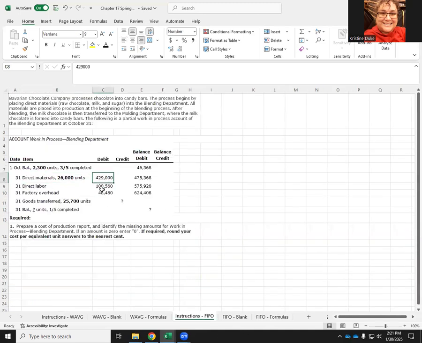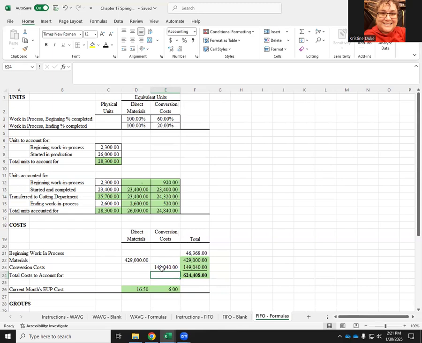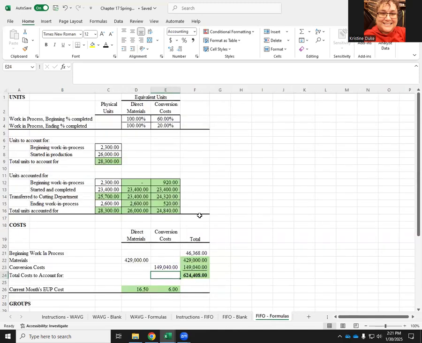Then I'm going to take these two amounts and add them together, and that's going to be for my conversion cost, okay? So that's plus 100,560, plus 48,480. Okay, my total is 624,408. I want you to look at this too. 624,408. Excellent.